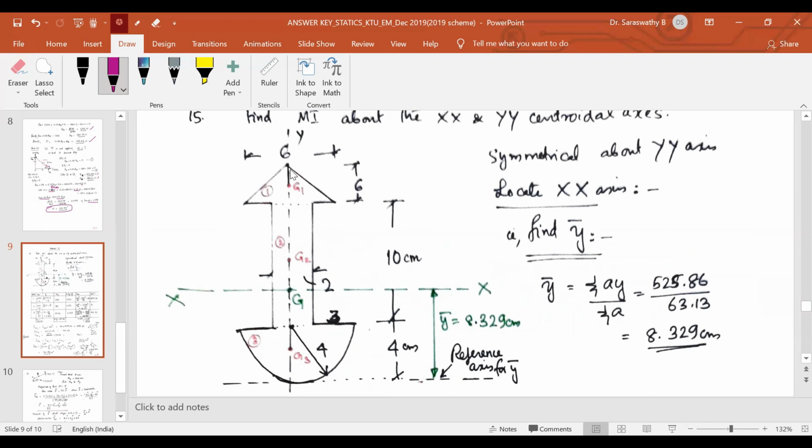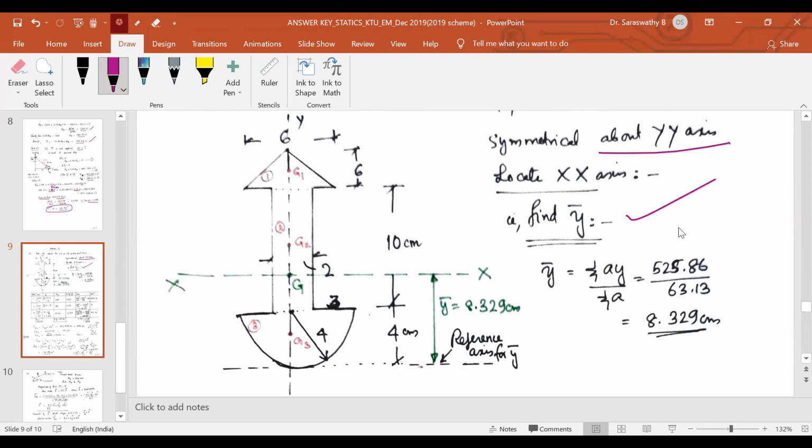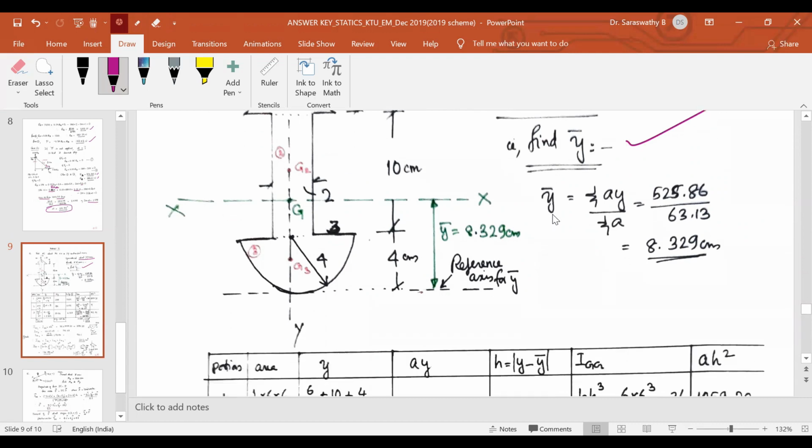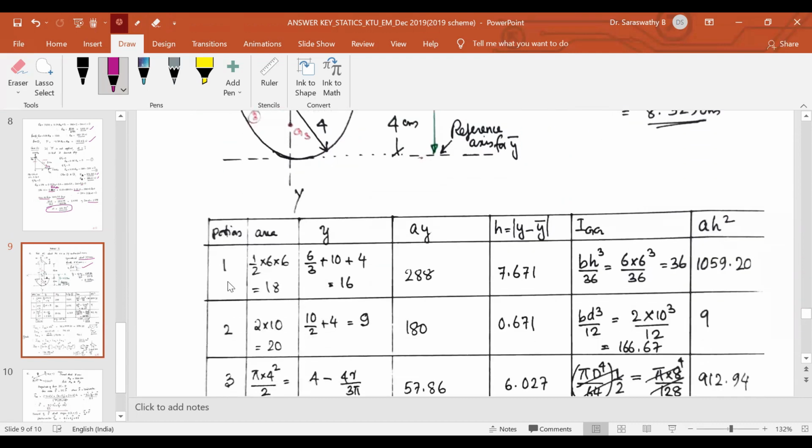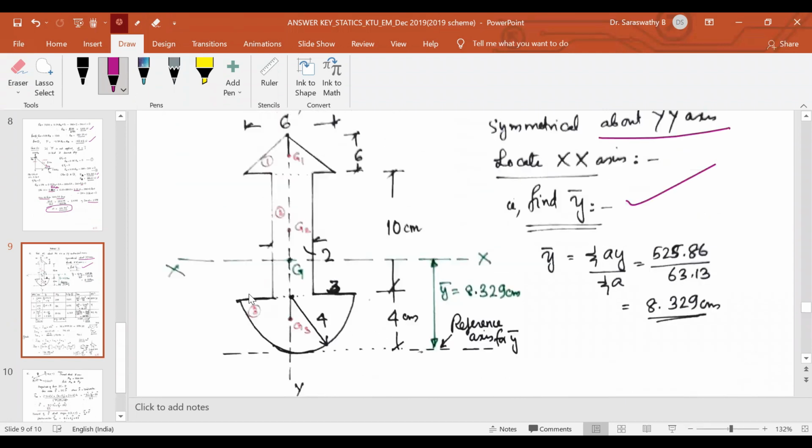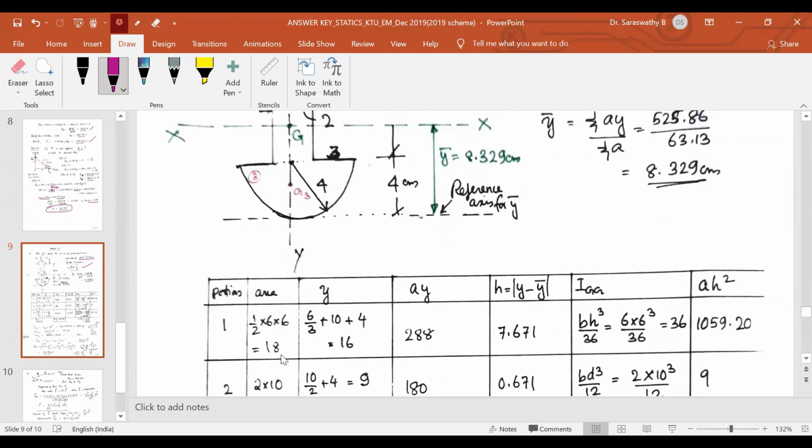This section is symmetrical about the y-y axis. Therefore, there is no need to find x bar. We have to find only y bar. We have to locate the centroidal x-axis. Find y bar, that's the first step. So for finding y bar, I will divide it. Portion 1, triangle. Triangle area is half base into altitude, half into 6 into 6.